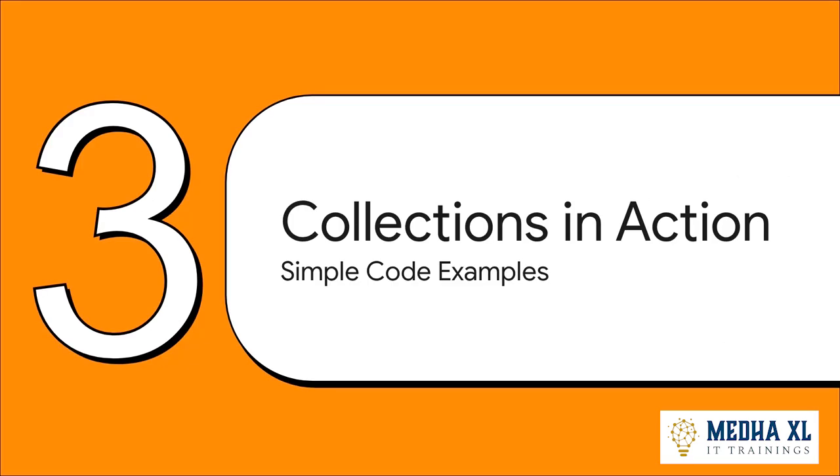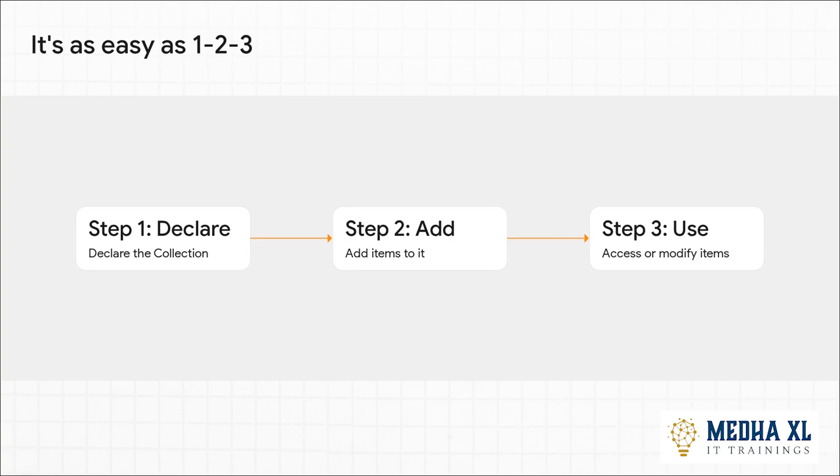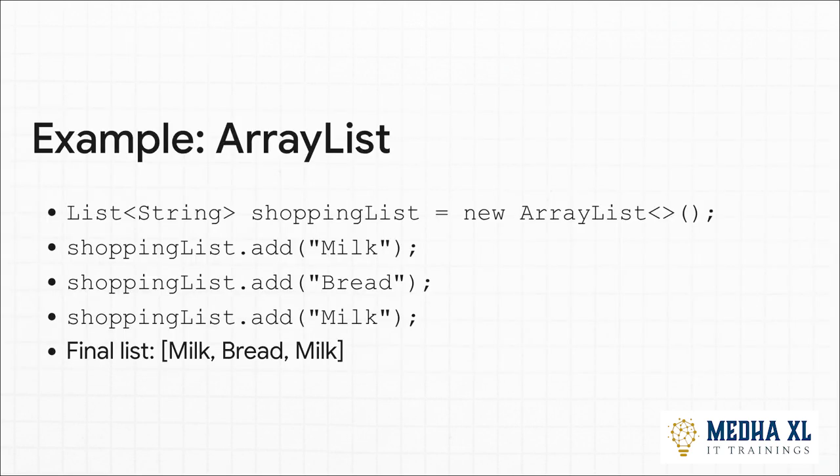All right, enough theory. Analogies are great for understanding the what, but let's see the how. We're going to look at some super simple code to see just how easy this stuff is to actually use. No matter which collection you choose, it really just boils down to 3 simple steps. First, you declare it. You tell Java what you want. Second, you start adding your stuff to it. And third, you access, change, or remove those items as you need. That's pretty much it.